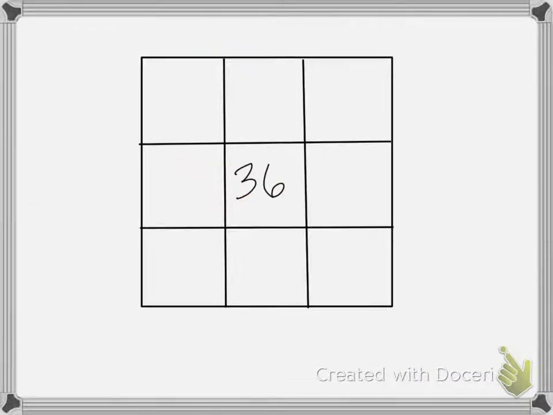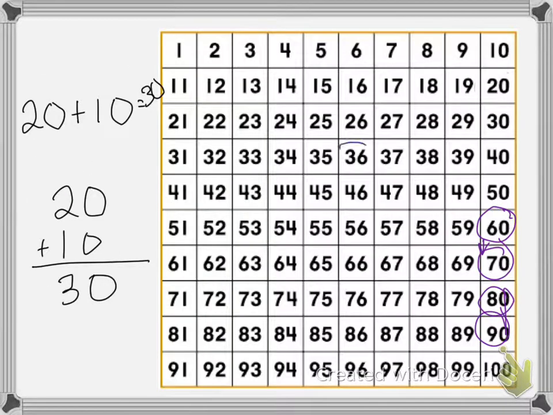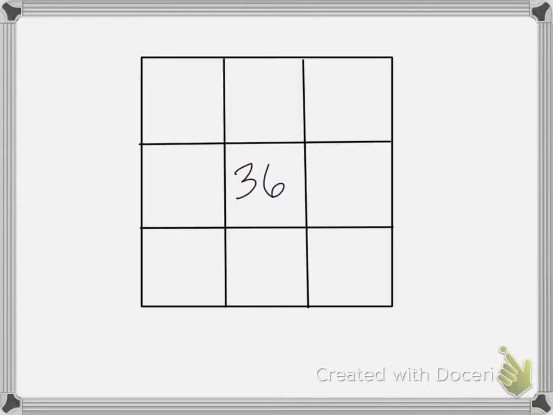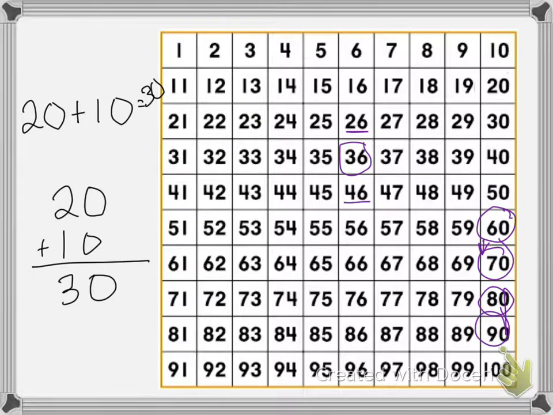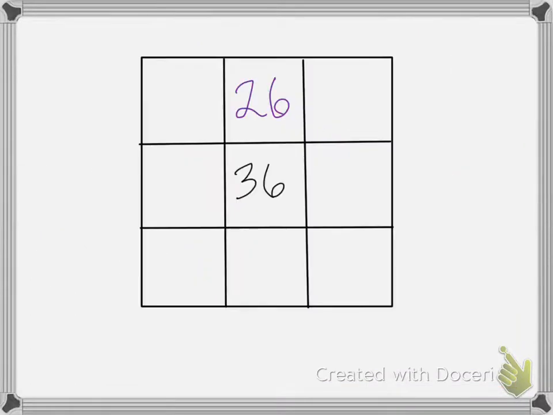All right, so here I have a blank hundreds chart, and I have the number 36 here. What number is just above 36? Well, if I look back, the number above 36 is 26, and the number below it is 46. And then the number to the left is 35, because it's one less, and the number to the right is 37, because it's one more.